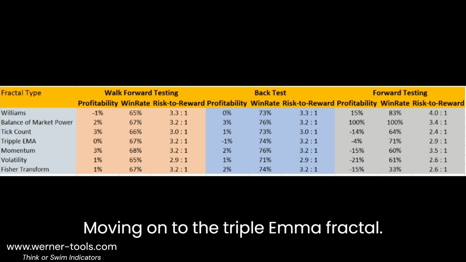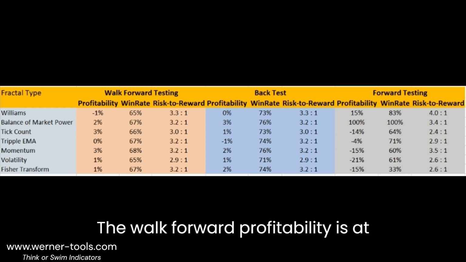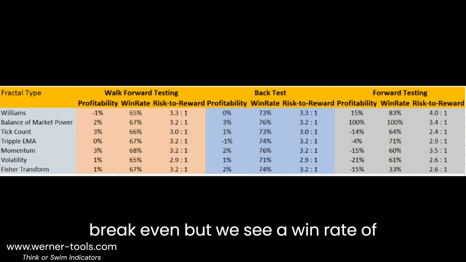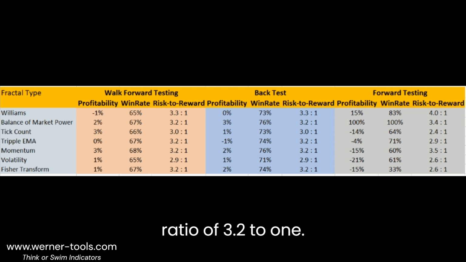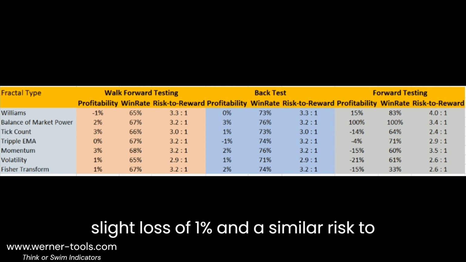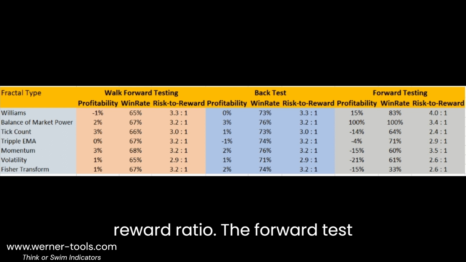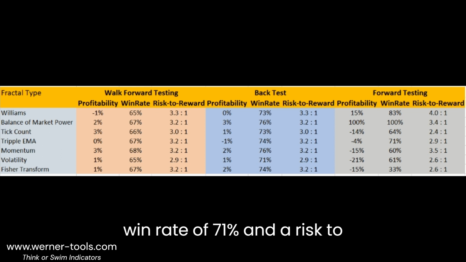Moving on to the triple EMA fractal. The walk-forward profitability is at break-even, but we see a win rate of 67% and a risk-to-reward ratio of 3.2 to 1. Interestingly, the back test shows a slight loss of 1% and a similar risk-to-reward ratio. The forward test depicts a -4% profitability, a win rate of 71%, and a risk-to-reward ratio of 2.9 to 1.